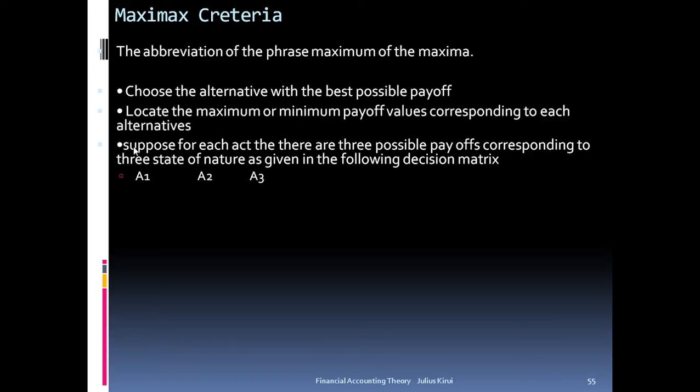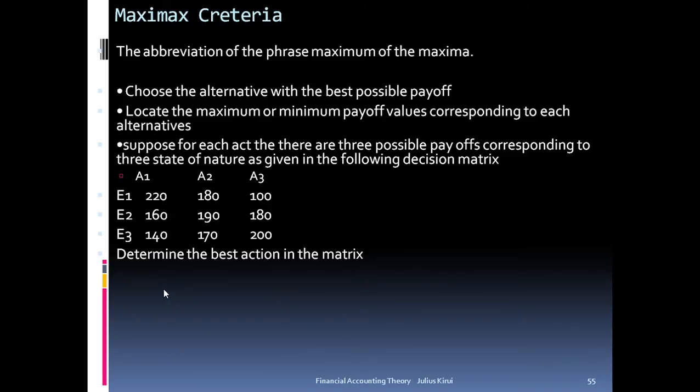Now, for example, suppose for each act, there are three possible payoffs corresponding to three states of nature as given in the following decision matrix. A1, A2, and A3. E1: 20, 180, and 100. E2: 160, 190, and 180. E3: 140, 170, and 200. Determine the best action in the matrix using maximax.